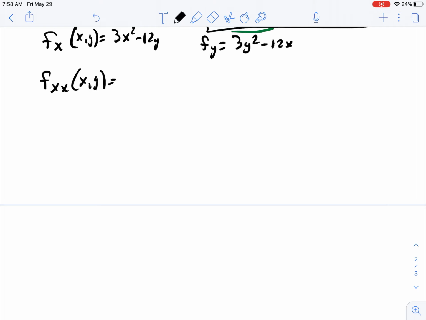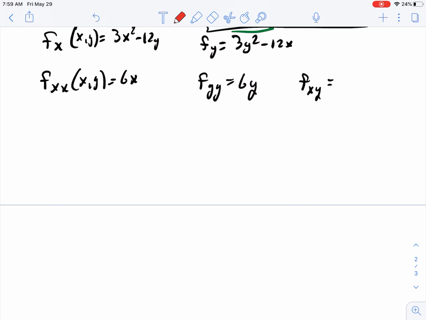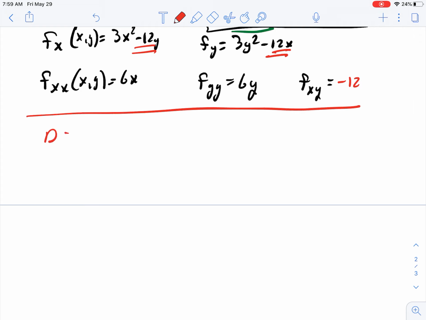Okay, so now we need to do f of x, the second derivative of x. That would give me 6x. f of y would be 6y. And then I also need the derivative of f of x, y, or yx. It doesn't matter. So, coming back here, if I do the derivative of x, I get negative 12. And if I come over here and do the derivative of y, I get negative 12. So I get the same thing.